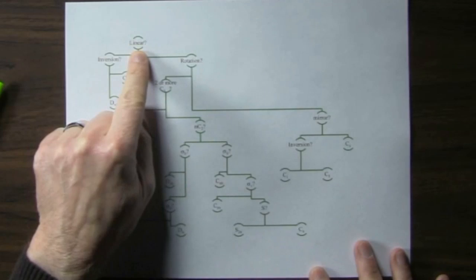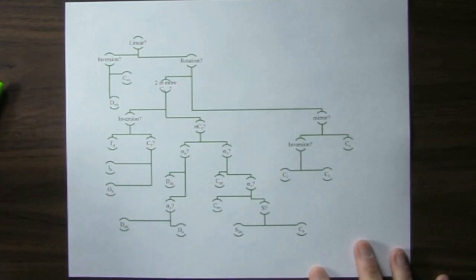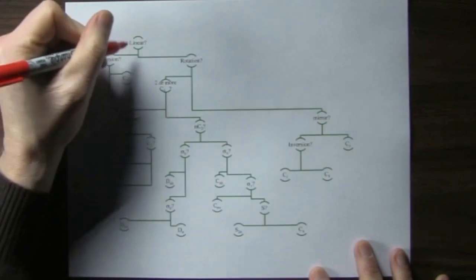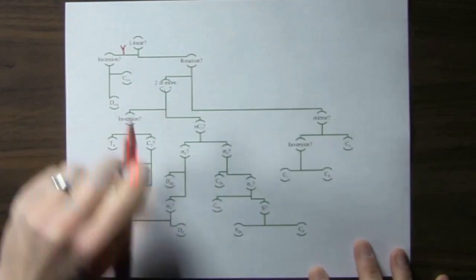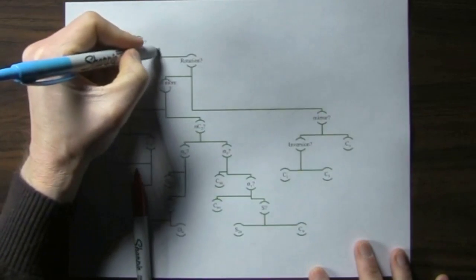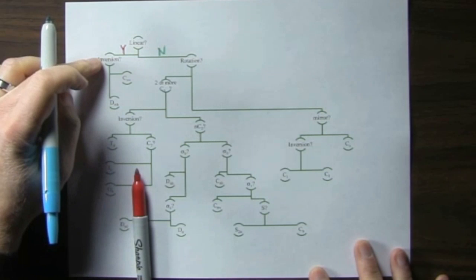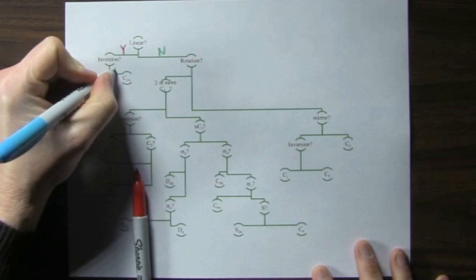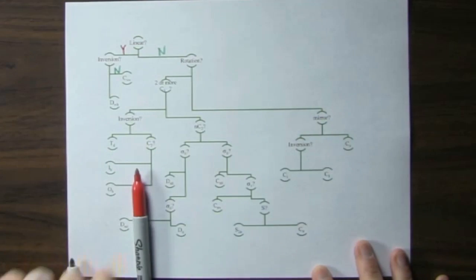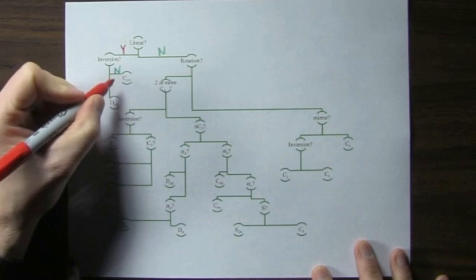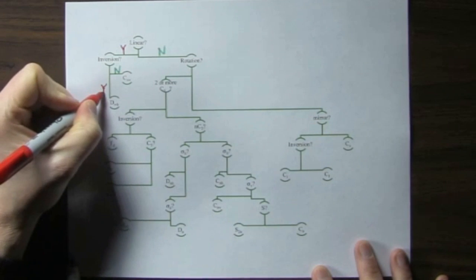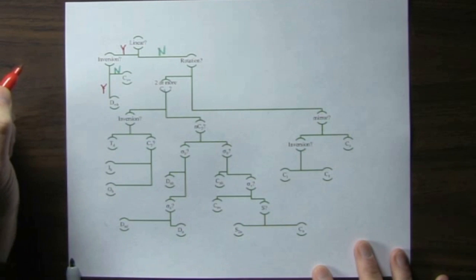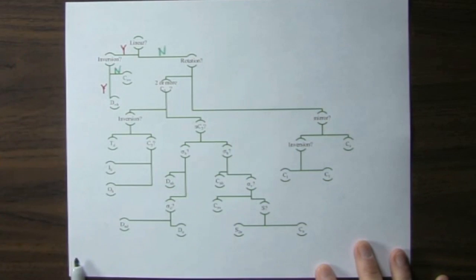So first you could ask, is the molecule linear? If it is linear, then you want to ask, is there an inversion center? If there is not an inversion center, then the type of symmetry is C infinity V. If there is an inversion center, then it's D infinity H.